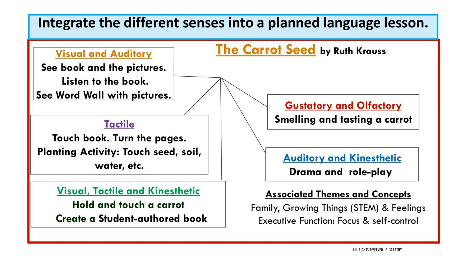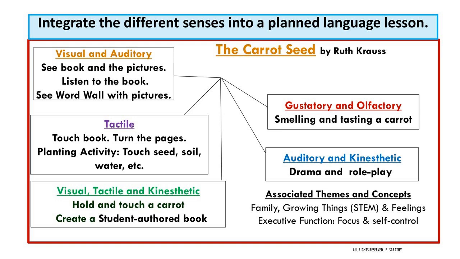And then, give opportunities to touch the book, turn the pages using a page turner, and engage in a planting activity to the maximum extent that they can do independently. And then combine it with visual, tactile, and kinesthetic. Hold and touch a carrot, and maybe make a student book that everybody is doing, and then the student with significant needs may add a picture to that, or may select a picture, and then smell and taste a carrot.